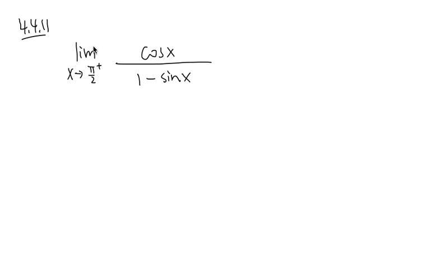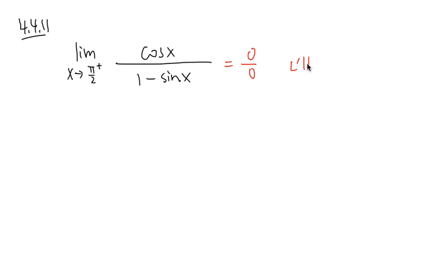4.4 number 11, we are going to calculate this limit when x is approaching pi over 2 plus of cosine x over 1 minus sine x. You always plug this number into the function. Cosine of pi over 2 is equal to 0, over 1 minus sine of pi over 2, which is 1. 1 minus 1 is 0. So in this case, it's indeed 0 over 0.